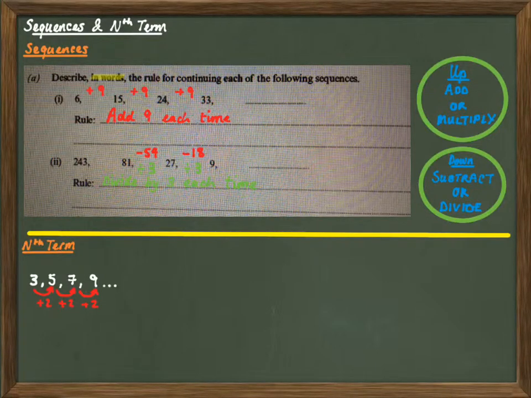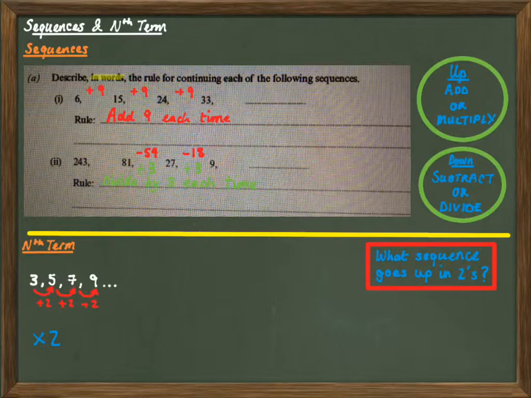So there's obviously something going on there with adding 2. Now this is really important. This is the type of question you want to be asking yourself when you're in the exam: what sequence goes up in 2? So what famous sequence do I know that you've probably learned since you've been in nursery that goes up in 2? Well, it's the 2 times table. So underneath, all I'm going to write is times by 2. Okay, that's denoting the 2 times table.